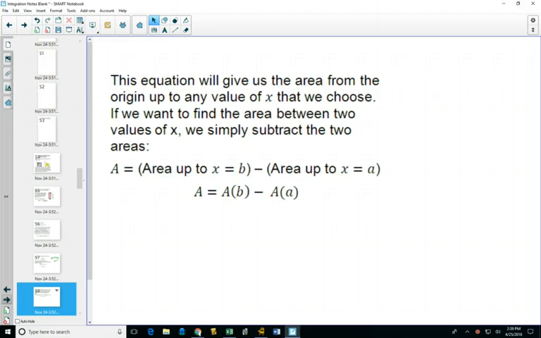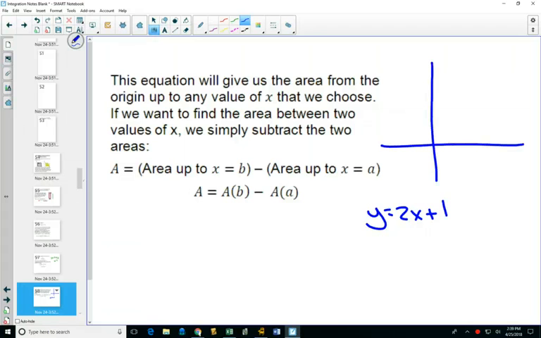So what this formula will do is give us the area of something from the origin up to a value. So if I take something like y equals 2x plus 1, that is something relatively simple that we can graph. It has a y-intercept of 1, a slope of 2, and would look like this.